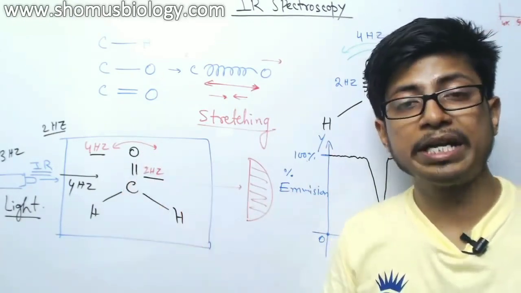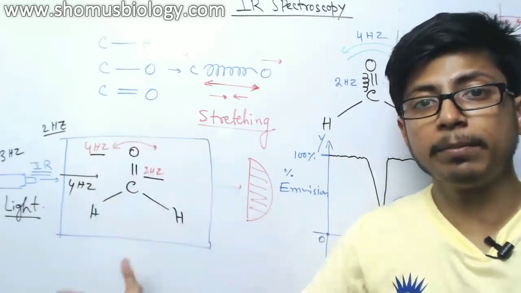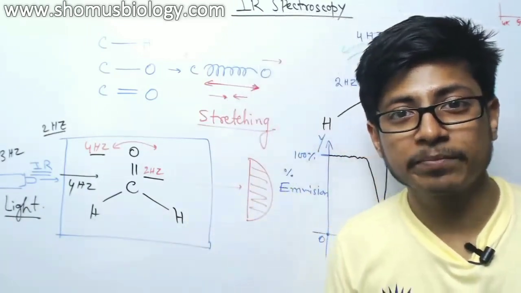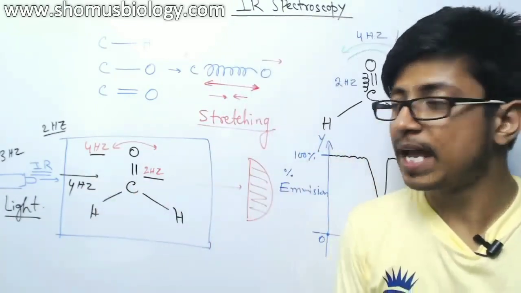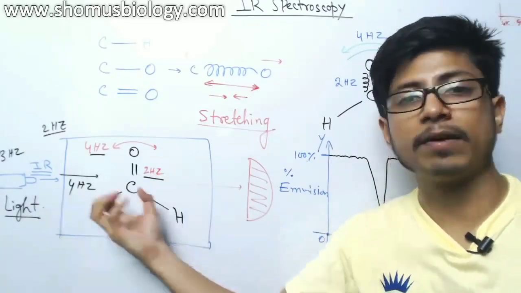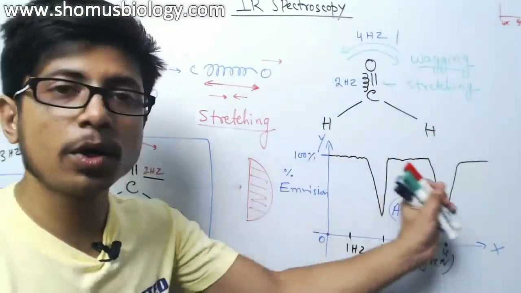If it's a single bond, or if it's a triple bond, it will also change. So based on the number of bonds, it will also vary. The length of the bond will also vary. So all these things matter a lot, and the presence of other groups also determines what kind of absorbance it will actually have. So that is the whole process in a sense.